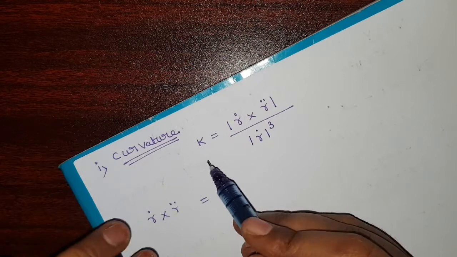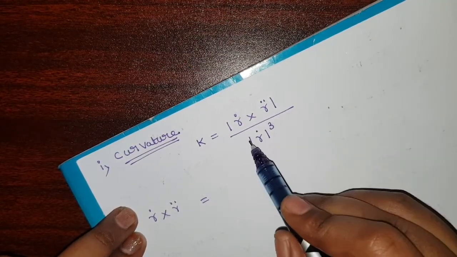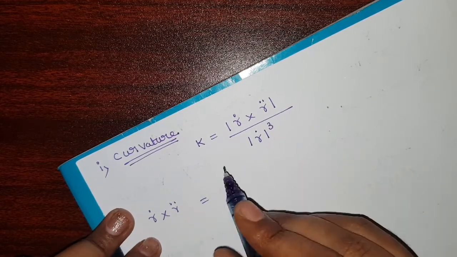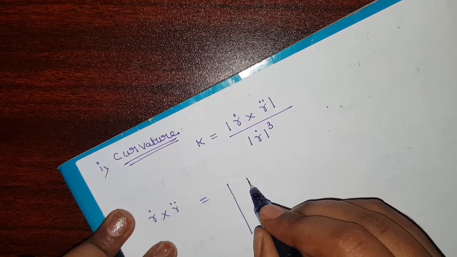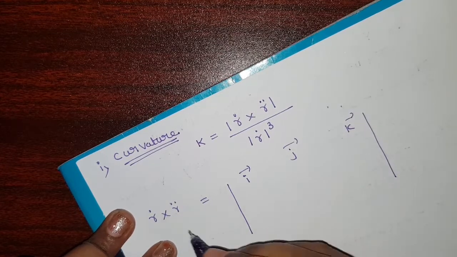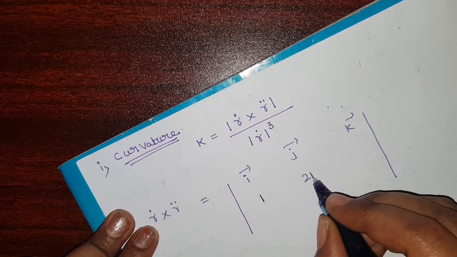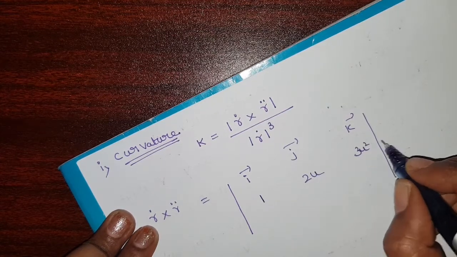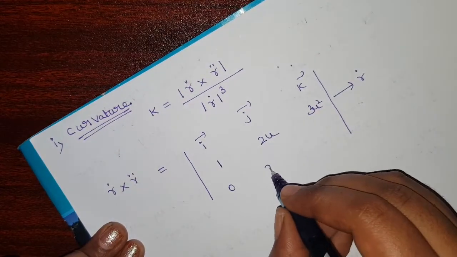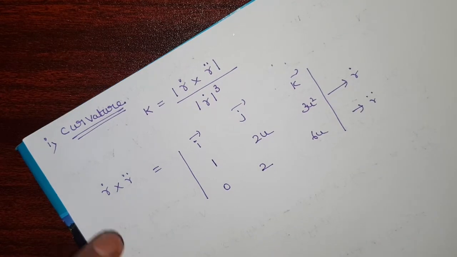First we find the curvature, that is k equal to modulus of r dot cross r double dot divided by modulus of r dot cube. First we find the numerator value, that is the determinant with unit vectors i, j, k, and substituting the values of r dot. The r dot value is 1, 2u, 3u square, and the r double dot value is 0, 2, 6u.